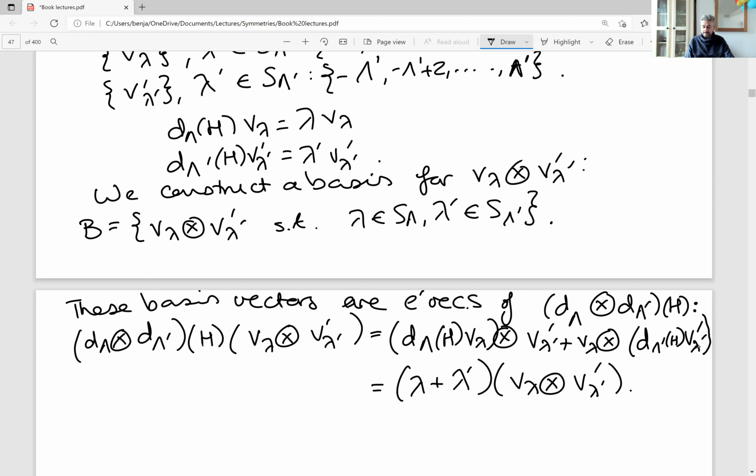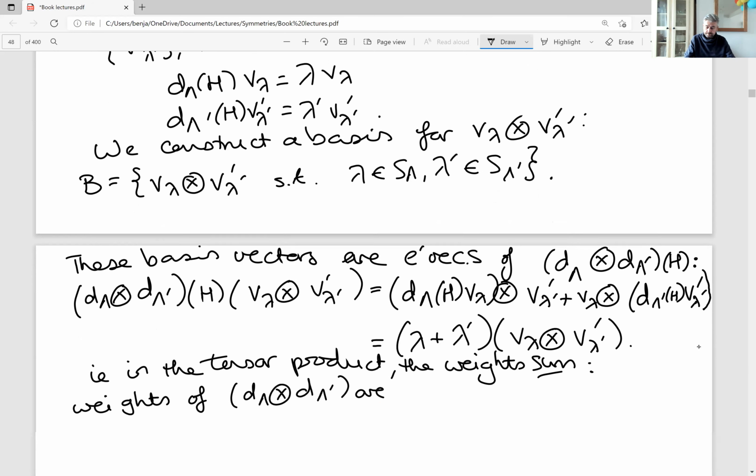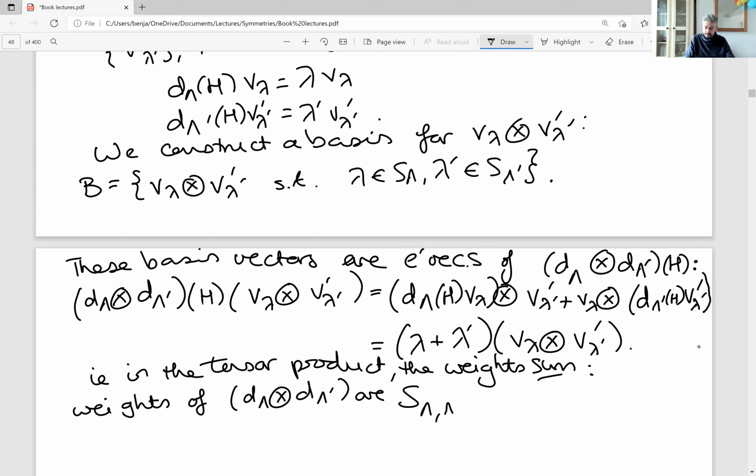So what we've proved here is that the weights add in the tensor product. In other words, the weights of the tensor product of our representations are in this new space S lambda comma lambda prime, which is the set of all lambda plus lambda primes such that lambda is in S lambda and lambda prime is in S lambda prime.